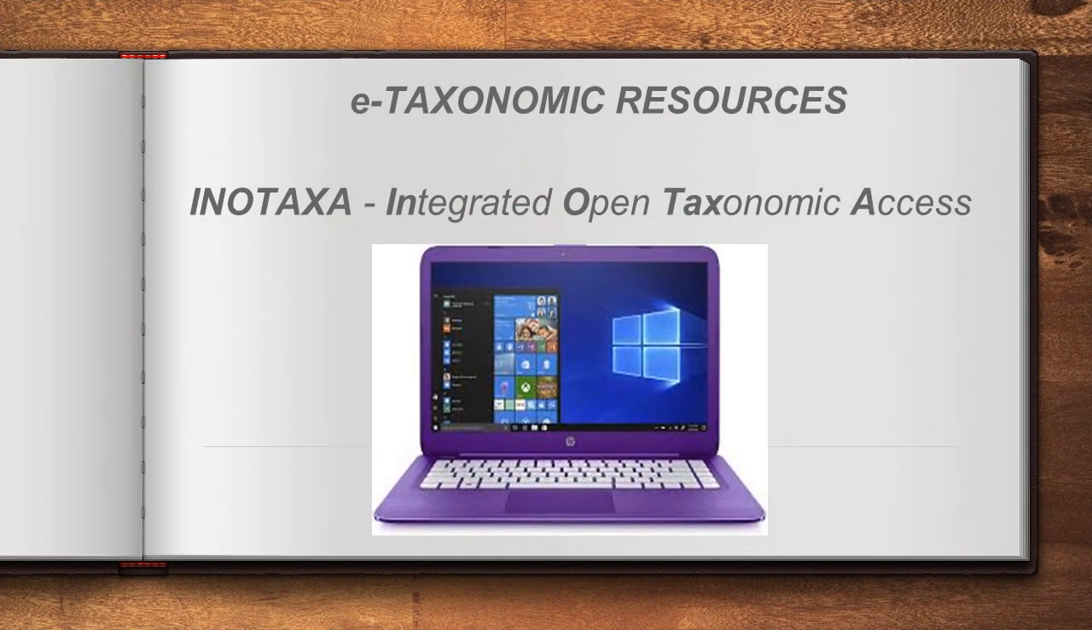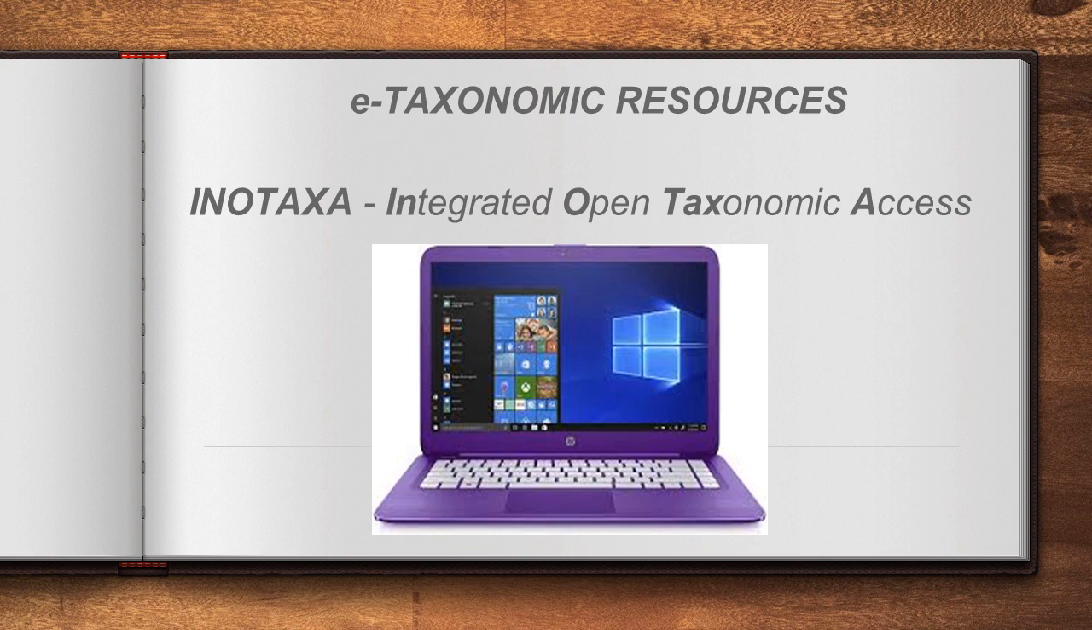This is the last one, right? E-taxonomic resources. Here, we can collect this information as databases from the computer. One example is iNOTAXA, meaning integrated open taxonomic access. It was first developed by the Natural History Museum in London. We can collect this information as databases from the computer, and that is known as e-taxonomic resources. So these are all the tools that help taxonomical studies.